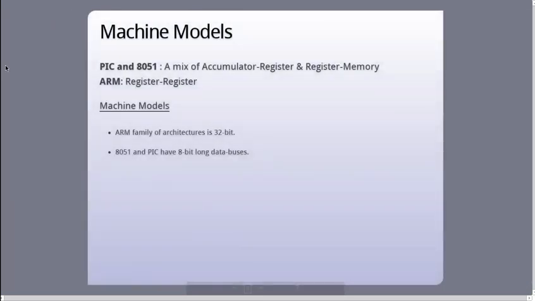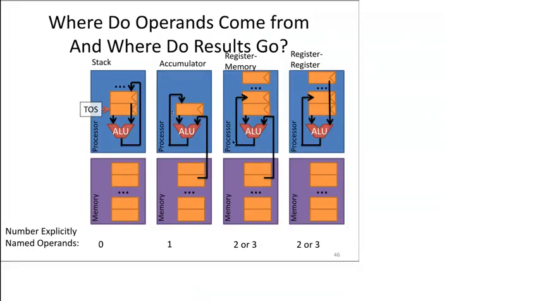Now we can also differentiate these architectures on the basis of the machine models on which they are based. PIC and 8051 use a mix of accumulator and register memory machine models, while ARM uses a strict register-register machine model. Now I'll tell you about the different machine models that a processor can have. Based on where the operands come from and where the result of an operation is sent to, we can classify processors into 4 categories.